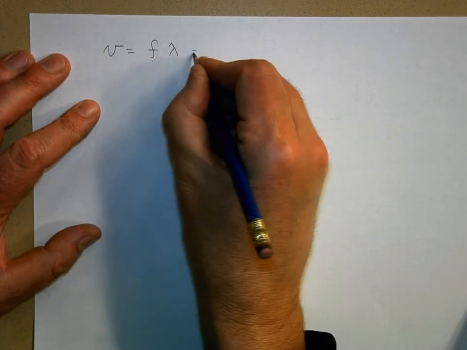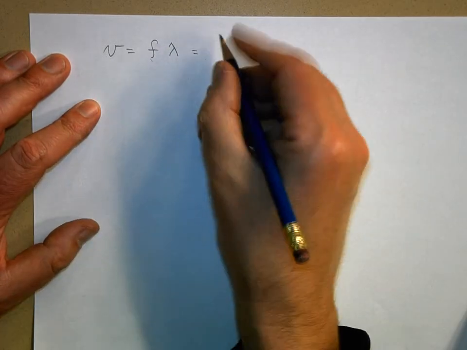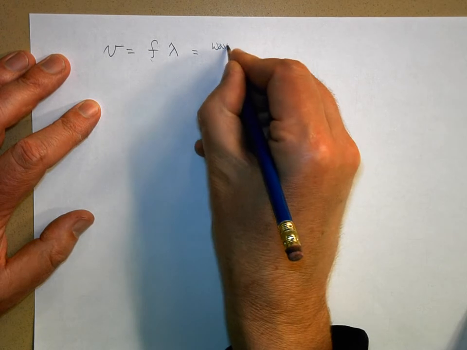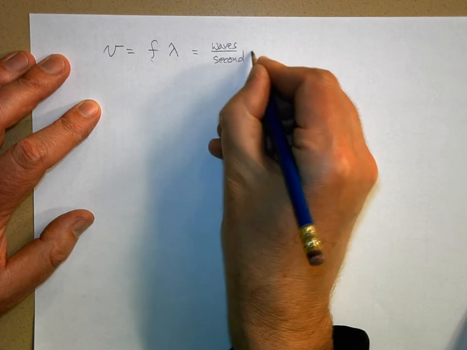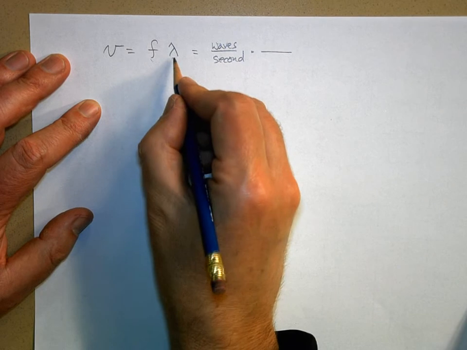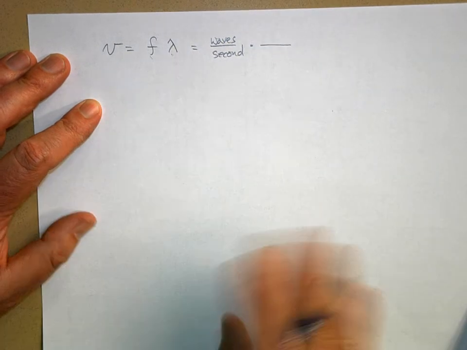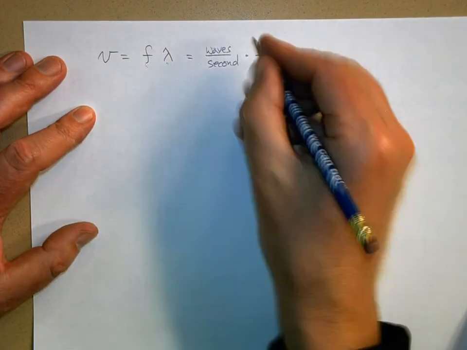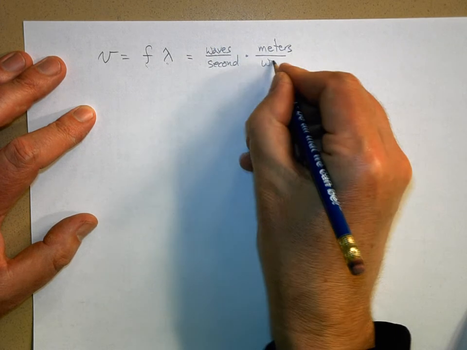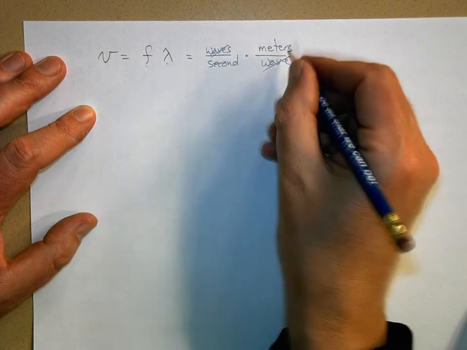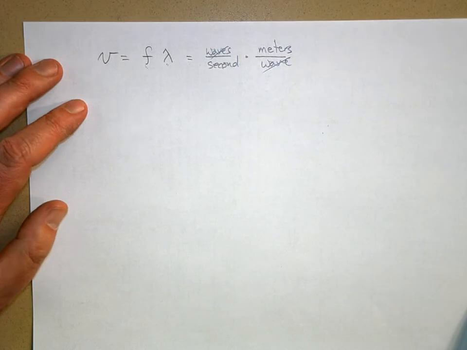Let's take a look at units here. This is in hertz, or you can think of it as waves or cycles per second. And what is lambda? Lambda is the wavelength. So this is the meters per wave. And notice that goes away and you get meters per second. And that's the speed of the wave.